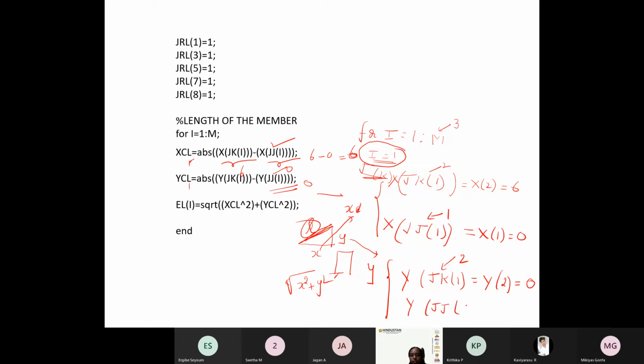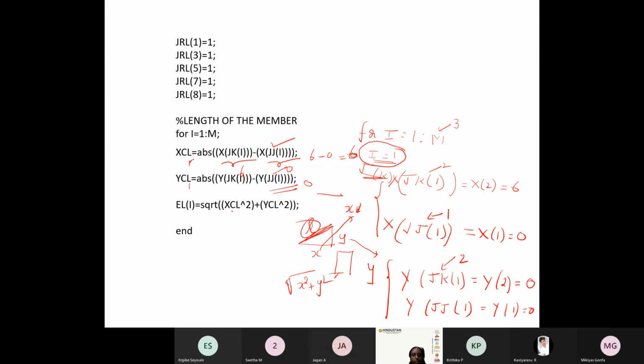JJ of 1 is equal to y of JJ of 1. Already we have taken here 1. Y of 1 is also equal to 0. So this will finally become 0 minus 0 is equal to 0. This you will get, the 0.